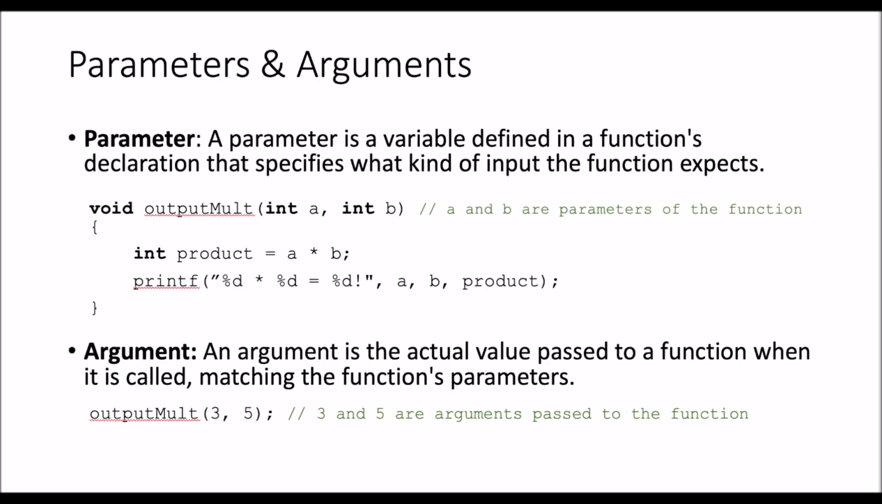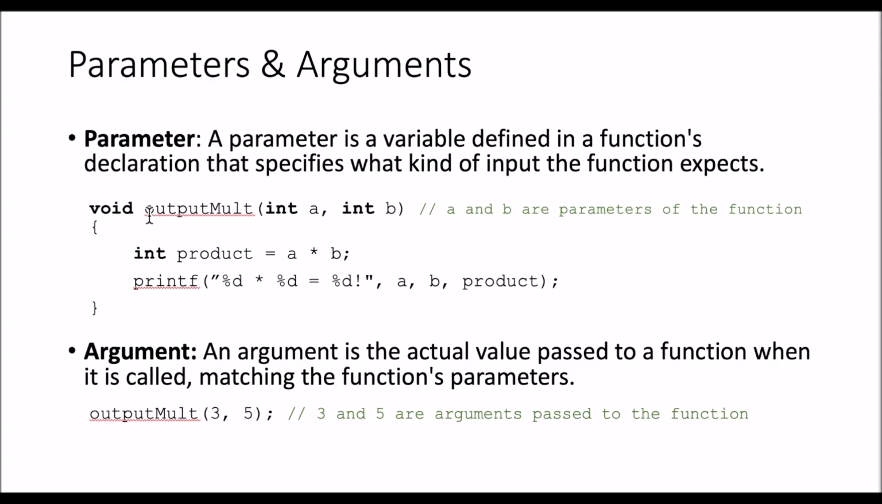Let's take a look at an example. Over here I have a function named output_mult, short for output multiplication, and it defines two parameters. The first parameter is named a of type int. The second parameter is named b of type int. That shows that this function expects two inputs, both of type int.